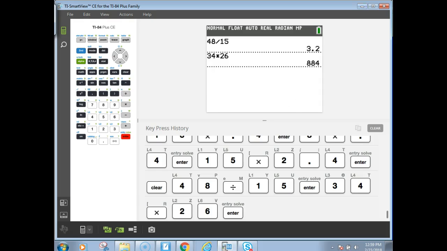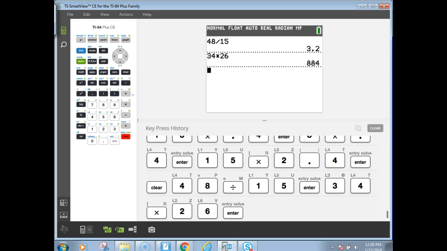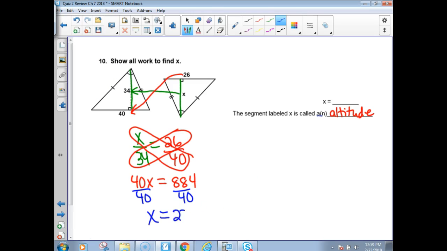Got 884. Divide both sides by 40. And x is, hit divided by 40. I already have the 884 on my calc. 22.1. Yeah, I didn't want to do that one in my head. 22.1 is the measure of that altitude.